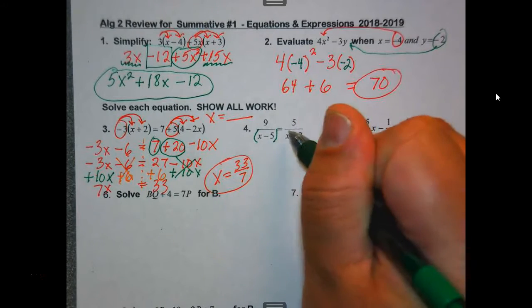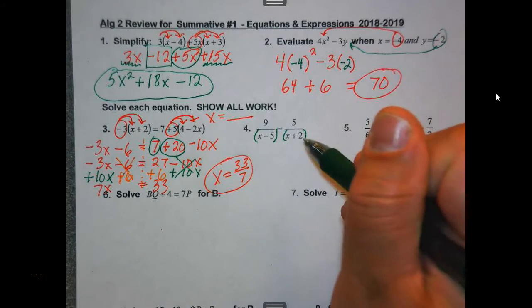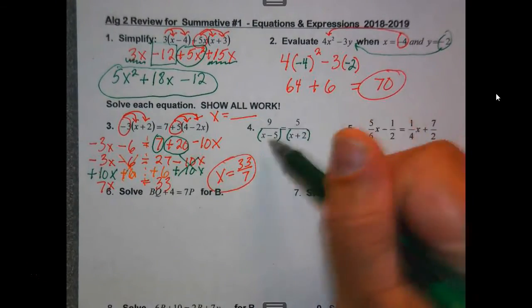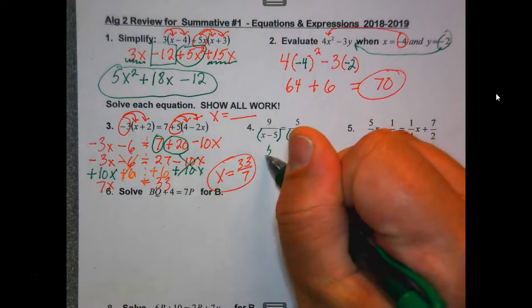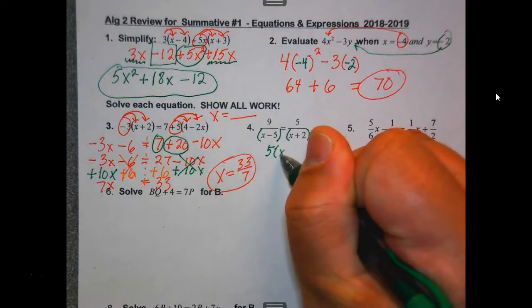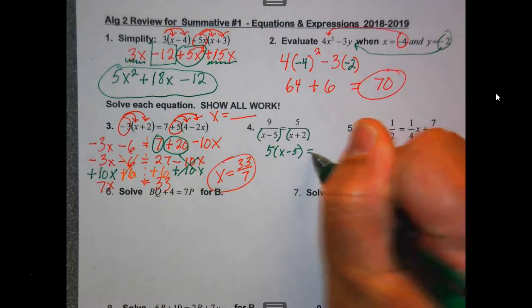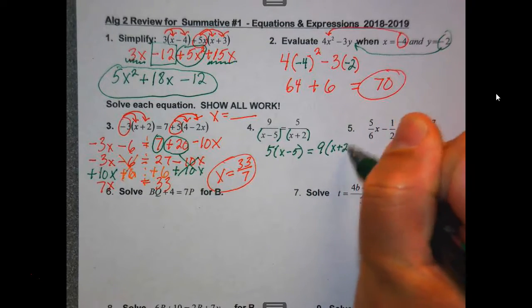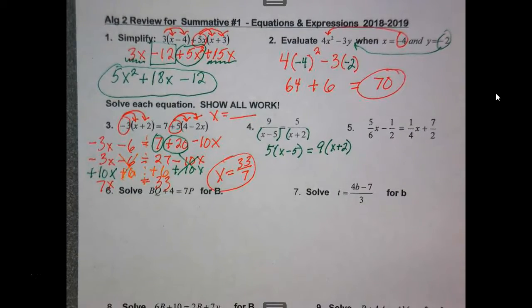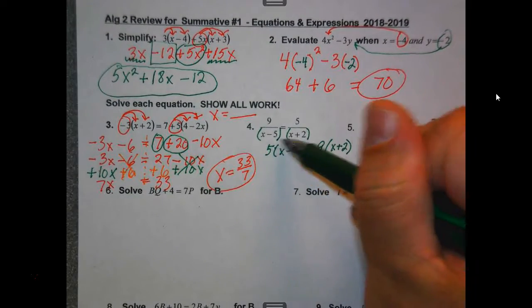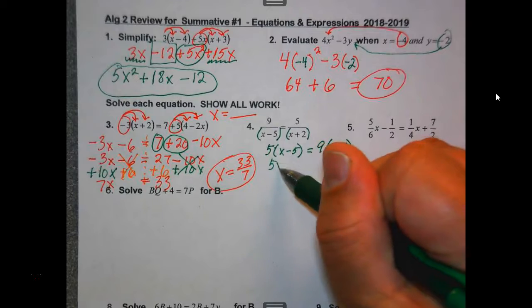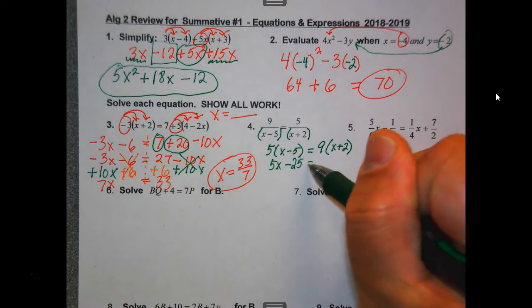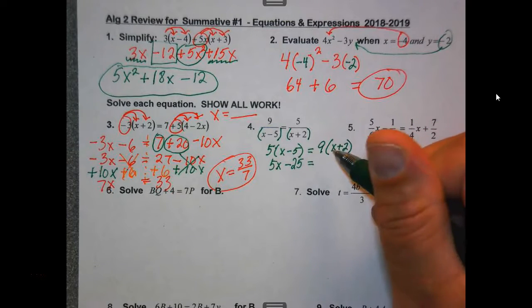Hey, I have a ratio equaling a ratio. How do I solve this? Cross multiply. Doesn't matter which one you put first. I'm just going to put 5 times x minus 5 first, then 9 times x plus 2. Okay, distribute. 5 times x. 5 times negative 5. 9 times x.